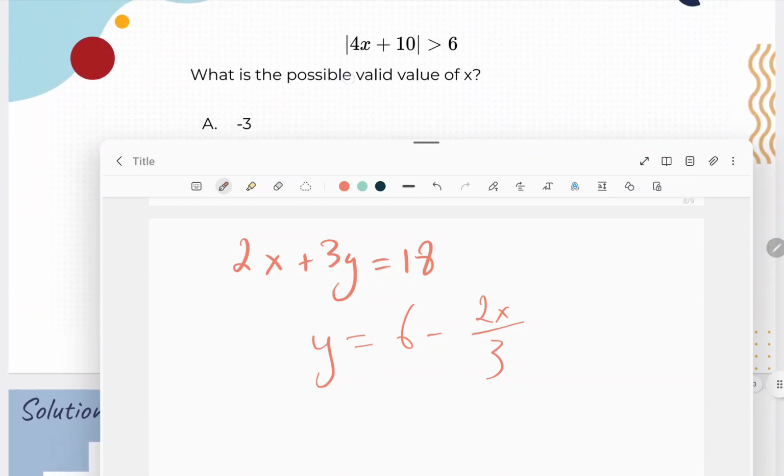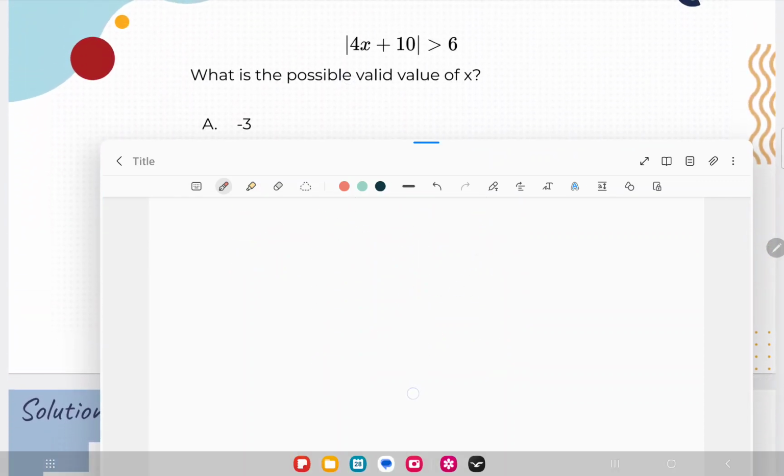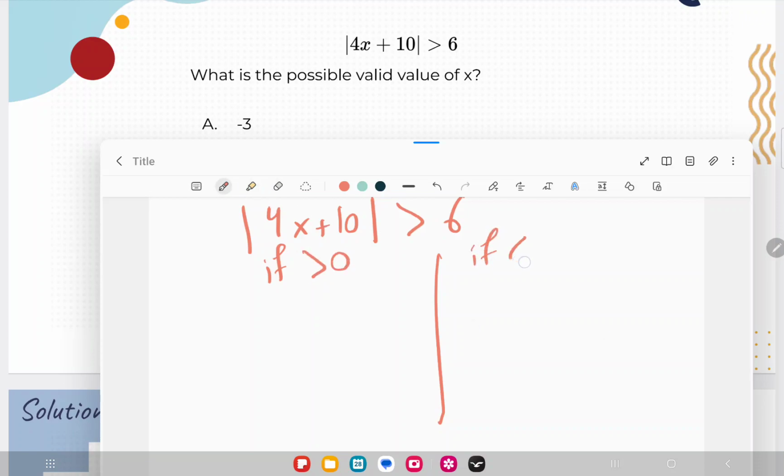Okay, inequalities. Now let us do this one: the absolute value of 4x plus 10 is greater than 6. If the expression inside is positive, the absolute value equals plus 6. And if negative, the answer of the absolute value is negative 6.